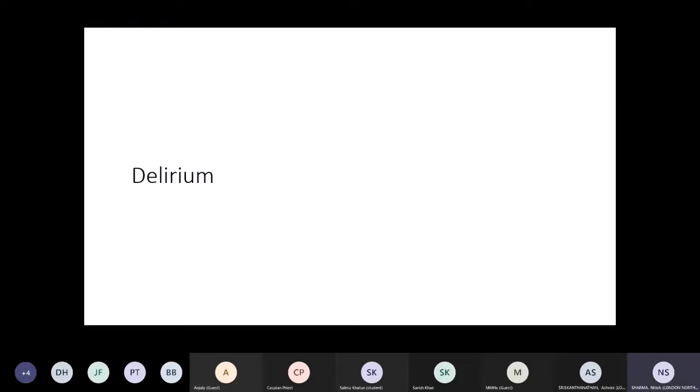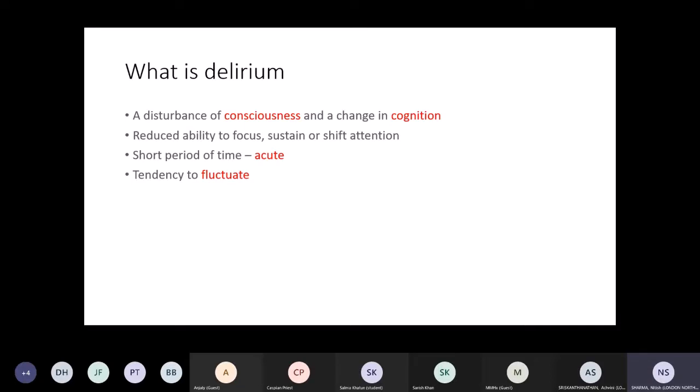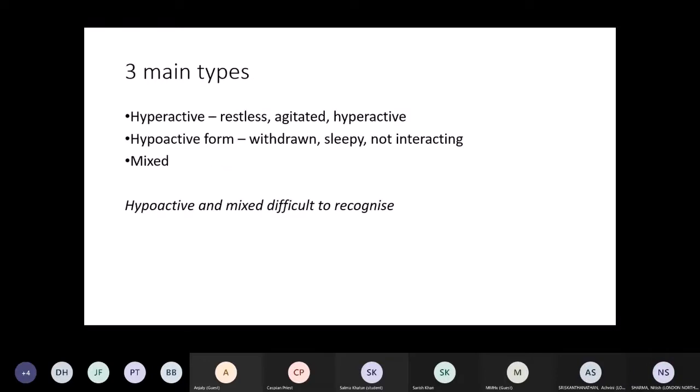Okay, let's start with what is delirium. Basically, it is a disturbance of consciousness and a change in cognition, reduced ability to focus or shift attention, over a short period of time, acute, and a tendency to fluctuate. Very important, the last 2 points are very important. So three main types of delirium: hyperactive, hypoactive, and mixed.